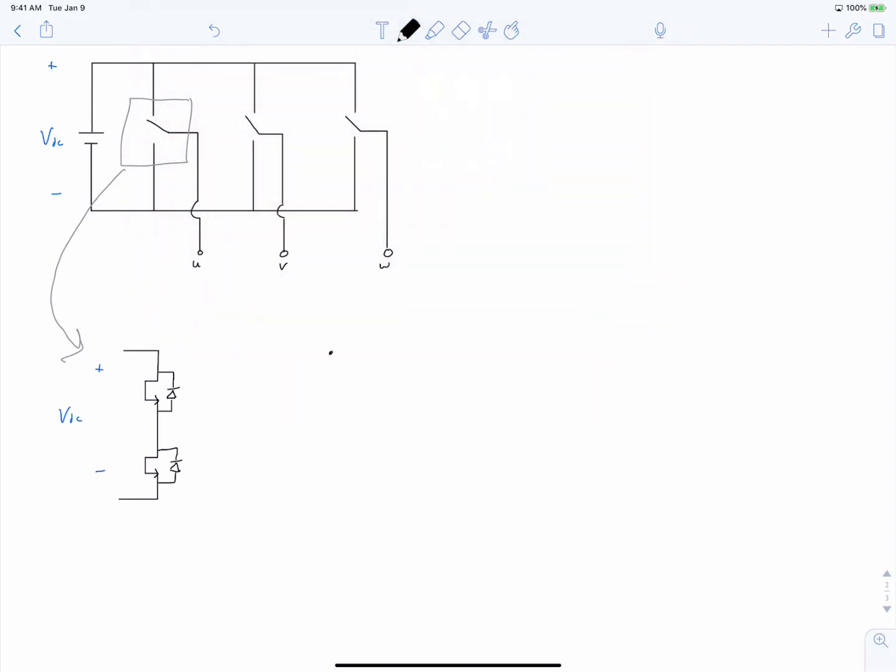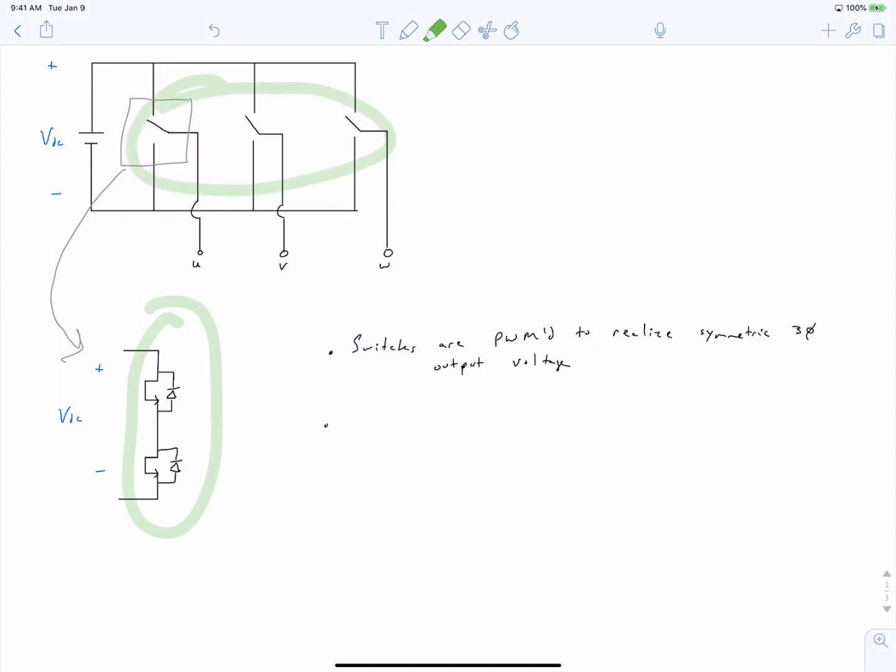And so these switches are pulse width modulated in order to realize the 3-phase output voltage that we desire from our inverter. And you can buy these modules. You can buy modules that implement this switch configuration, that is 2 diodes and 2 MOSFETs. That would be called a half bridge module. You can also buy what's called a 6-pack, which implements all 3 of these legs. So it will have 6 MOSFETs, or 6 IGBTs, and 6 diodes.